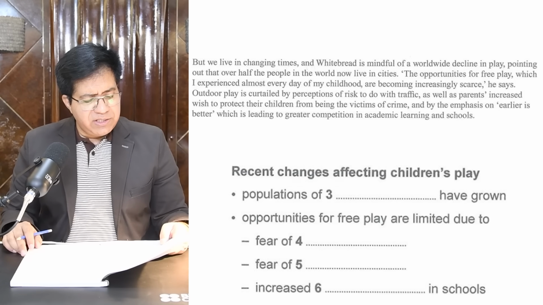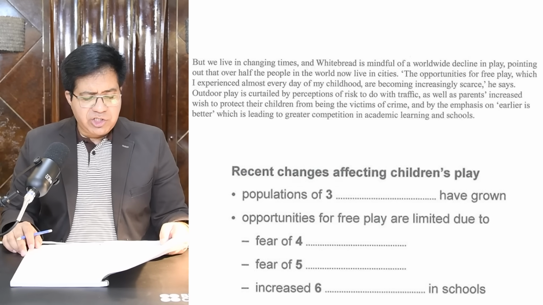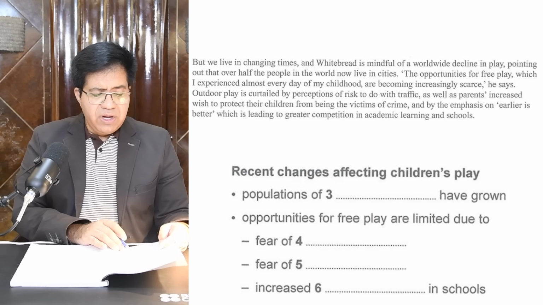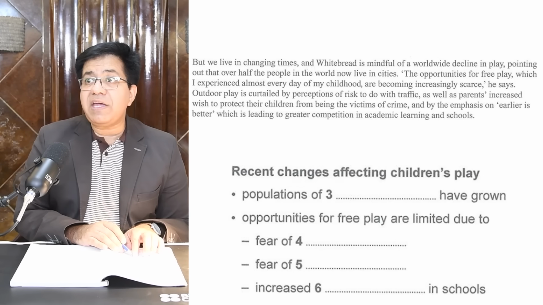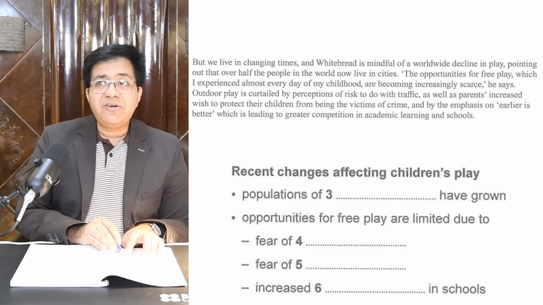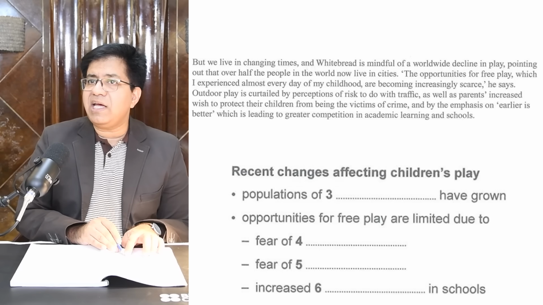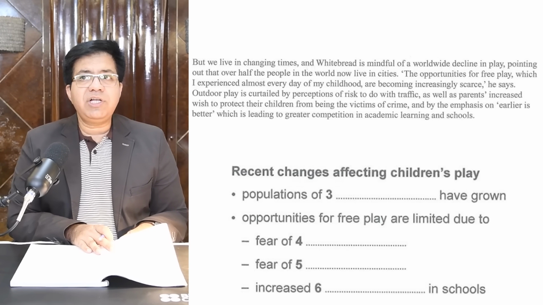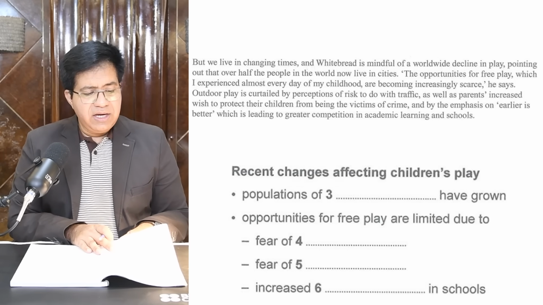I experienced almost every day of my childhood are becoming increasingly scarce. He says, outdoor play is curtailed by perceptions of risk. Risk means fear. To do with traffic. So the first fear is fear of traffic. Please write it down. Question number 4, correct answer is traffic.